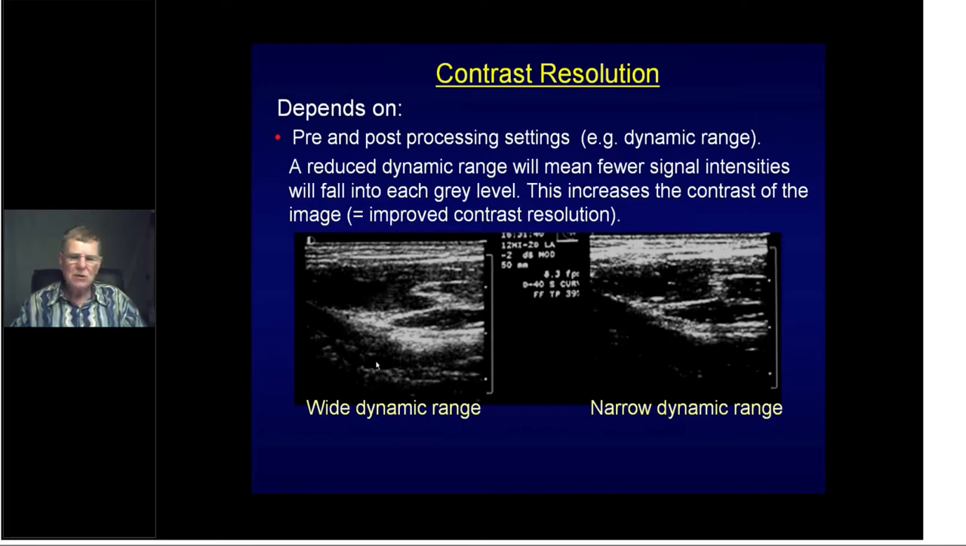I don't know if that will show up all that well on your screen, but this image has had a widened dynamic range, and this one's slightly narrower. You'll find that you will see more subtle echoes within the wide dynamic range image than you will in the narrow one. So the contrast resolution will actually improve here, even though you might see not as many lower level echoes. But it's a way of increasing contrast resolution.